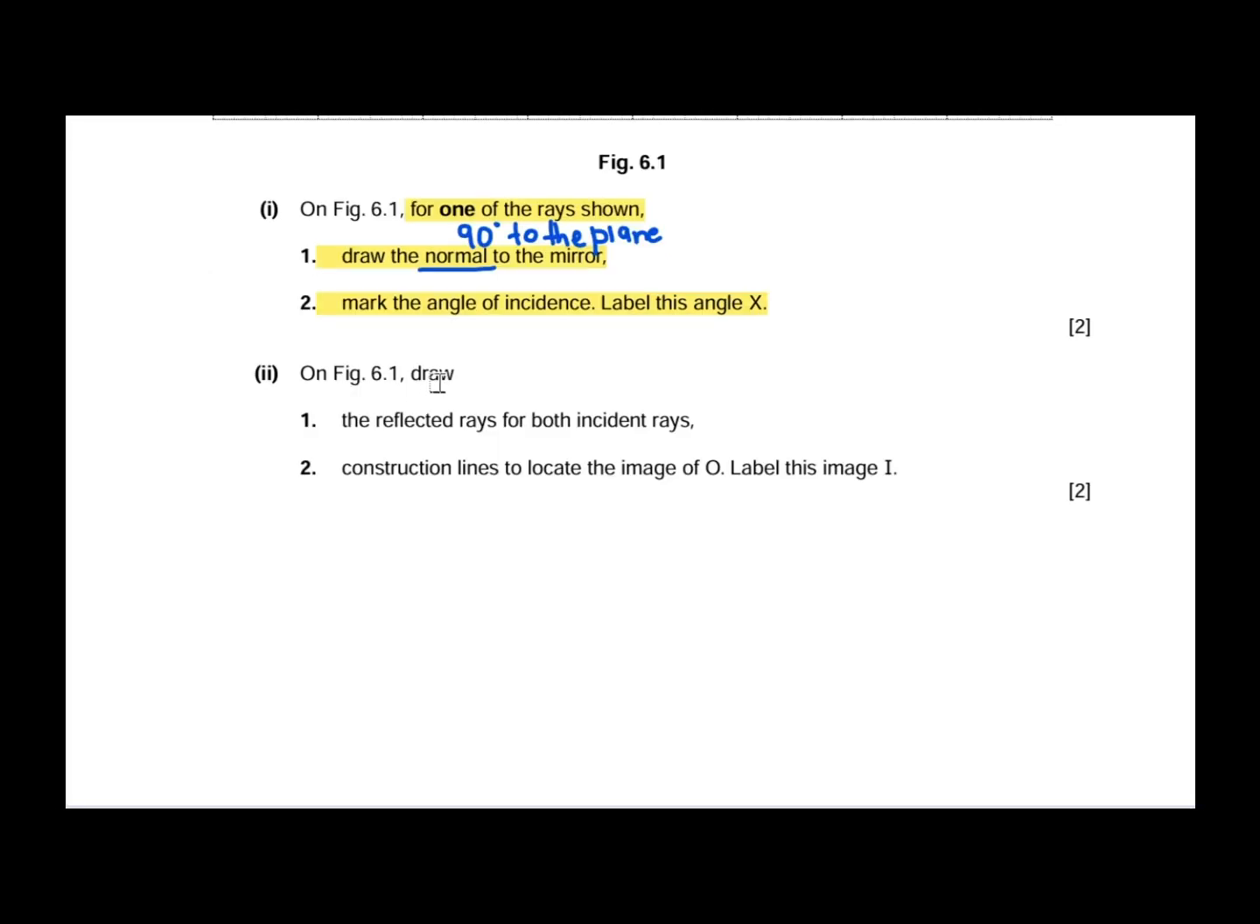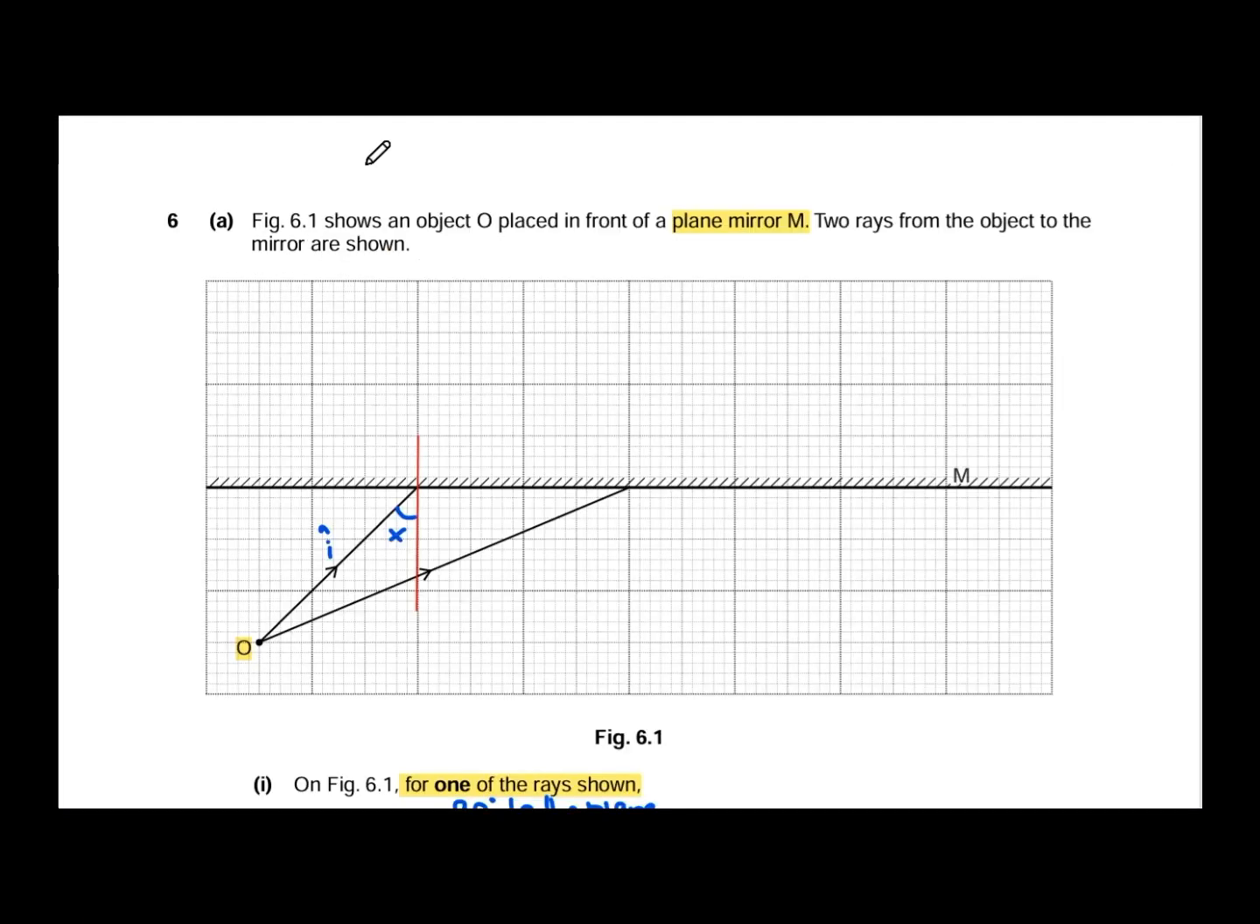Part number 2 is saying draw the reflected rays for both the incident rays and construct lines to locate the image. Label the image as I. So we have to draw reflected rays and also we have to place the image. So the incident angle is equal to the reflected angle.